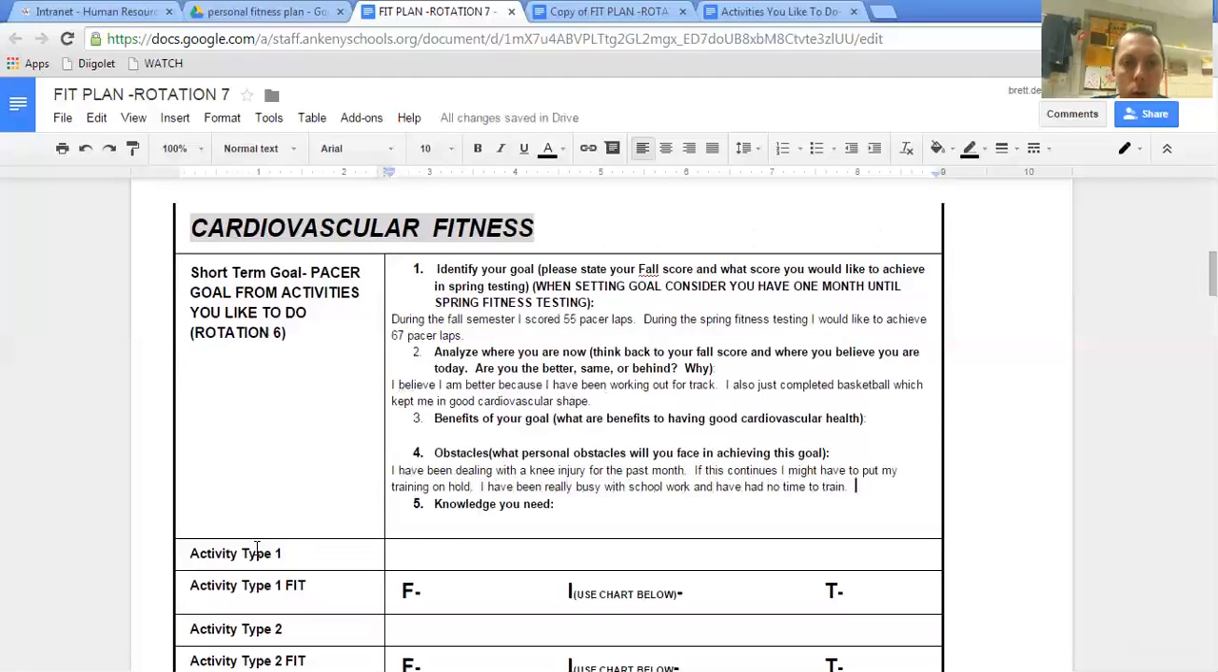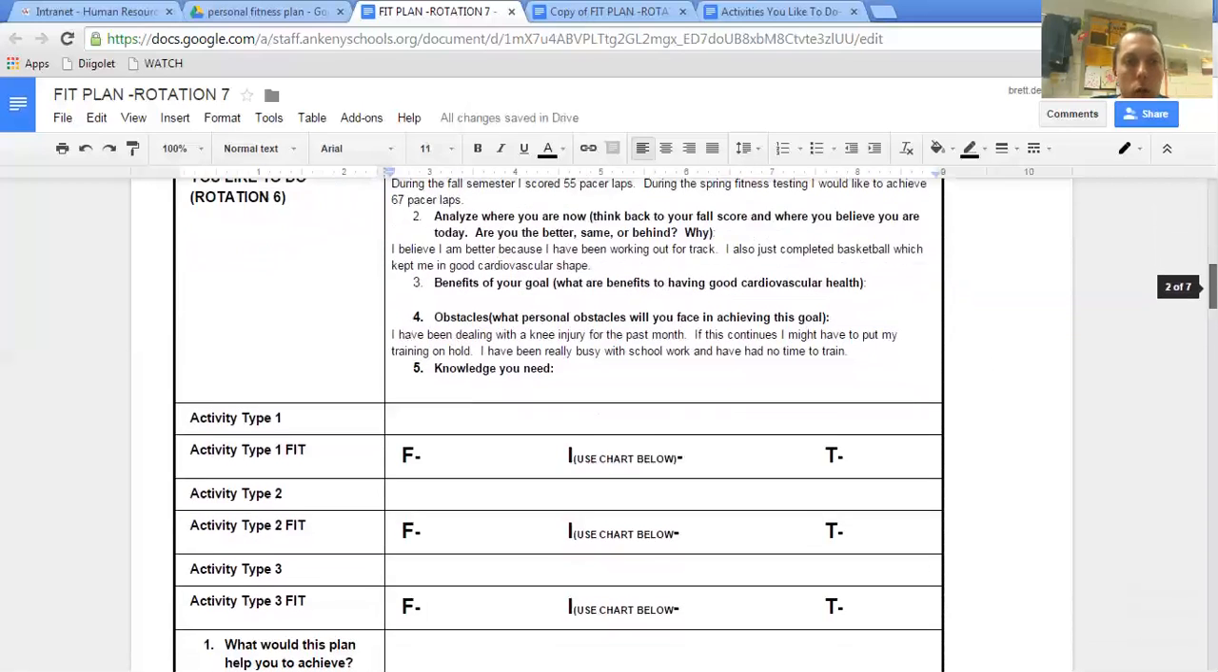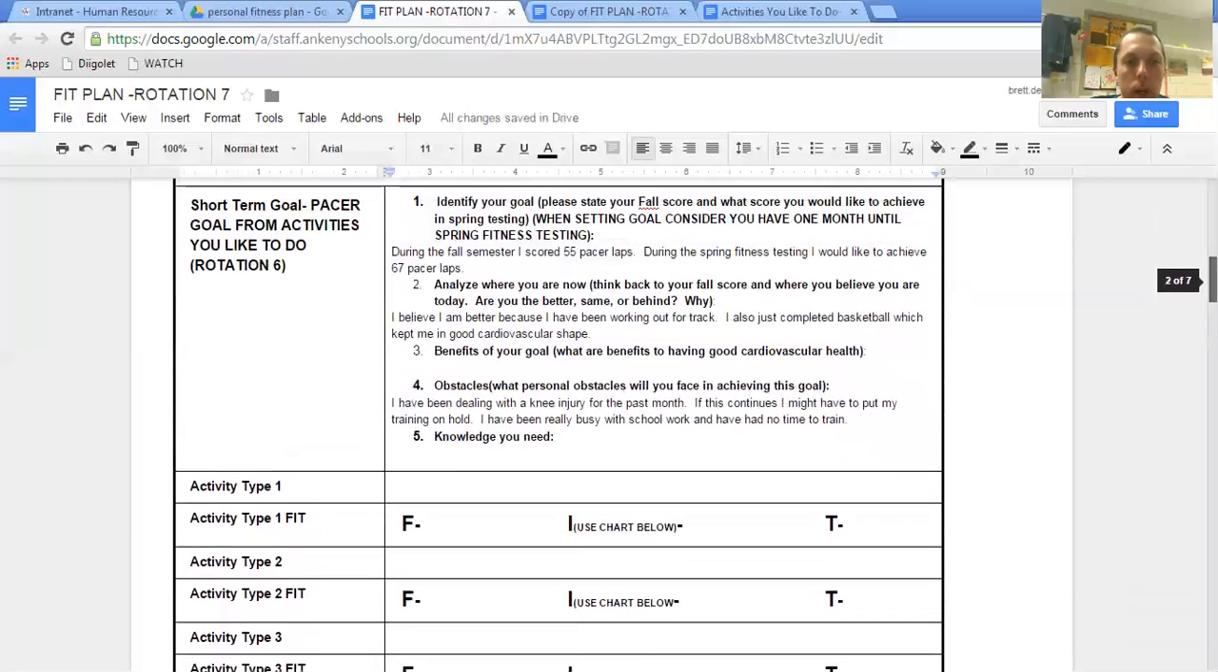Okay, and when it says knowledge you need, what knowledge do you think you need to maybe better yourself in cardiovascular health? What knowledge do you need for activities? For this, it's kind of what do you need to make sure that you are successful in this goal? So now it comes to the actual plan. Okay, let's create a plan. Let's put something into place for the next month.